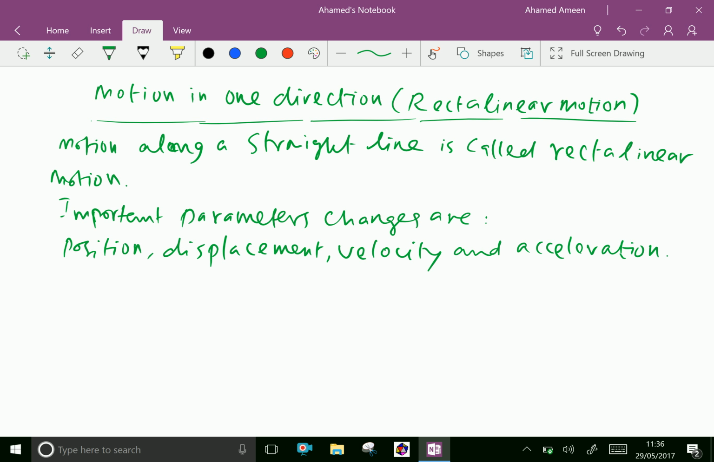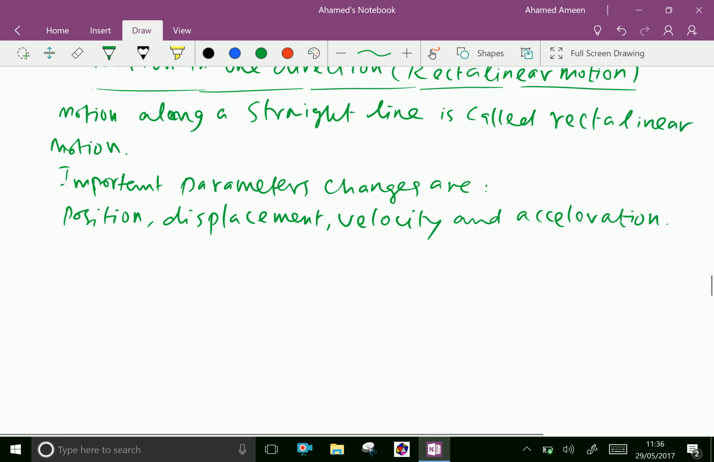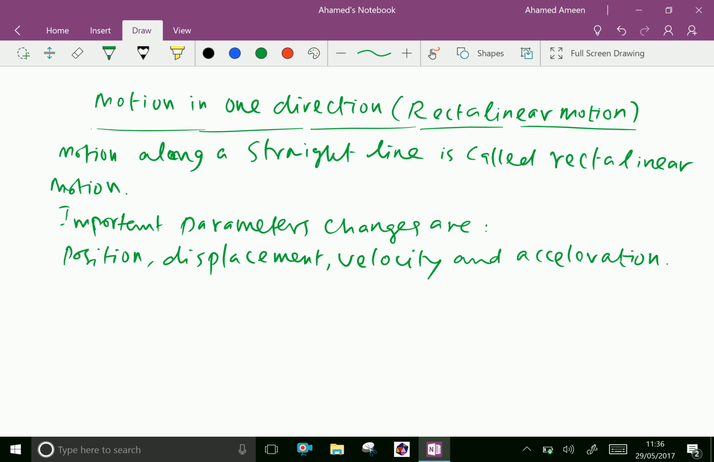Motion of an object in one direction along a straight line is called rectilinear motion. Important parameters that change in rectilinear motion are its position, displacement, velocity, and acceleration. All combined together forms a rectilinear motion.